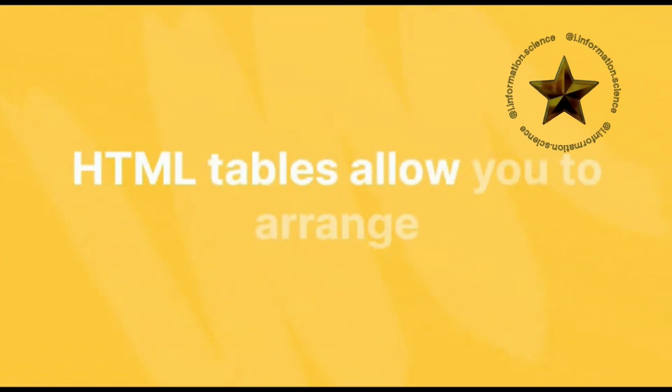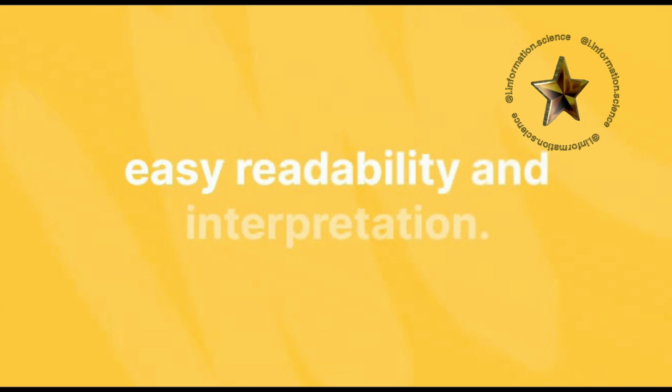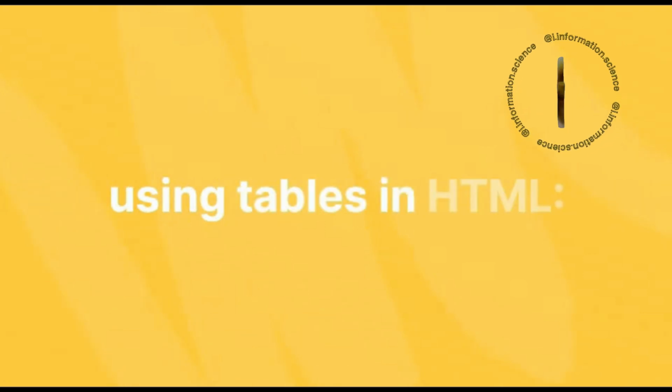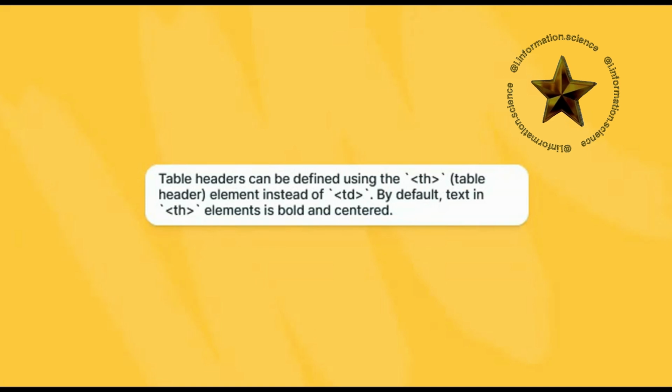HTML tables allow you to arrange data into rows and columns for easy readability and interpretation. Here are the key points about using tables in HTML. Tables are defined using the table element, with each row defined by a tr table row element and each cell defined by a td table data element. Table headers can be defined using the th table header element instead of td. By default, text in th elements is bold and centered.